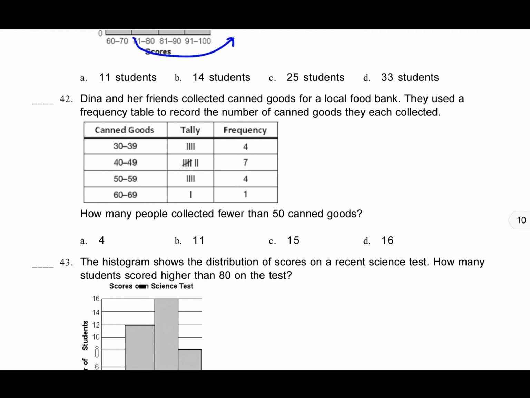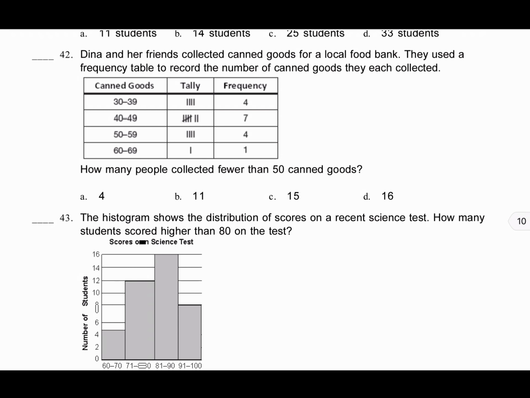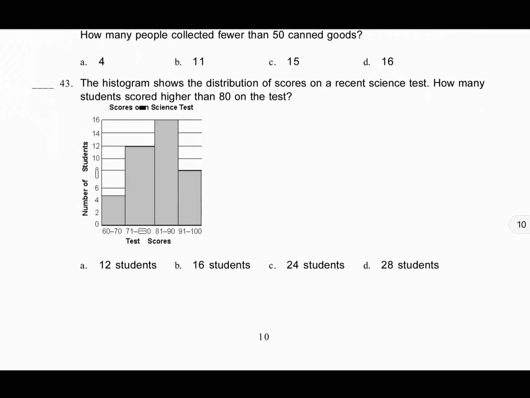Dina and her friends collected canned goods for a local food bank. They used a frequency table to record the number of canned goods they each collected. How many people collected fewer than 50 canned goods? Here we have fewer than 50, because this is the start of 50, so it's 4 plus 7 equals 11. The answer is B.